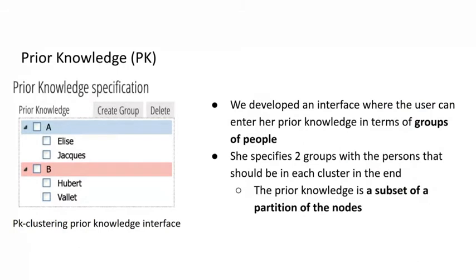So as I said, the first step is the specification of the prior knowledge. The user will enter some partial groups. So it will be small groups, usually consisting of 2, 3, 4, or a bit more people. In this example on the left, the user specified two groups: the blue group A with Elise and Jacques, and the group B with Hubert and Vallée. It means that she knows that Elise and Jacques are in the same group, considering her knowledge of the data, and she knows that Hubert and Vallée are in another group, different from group A.